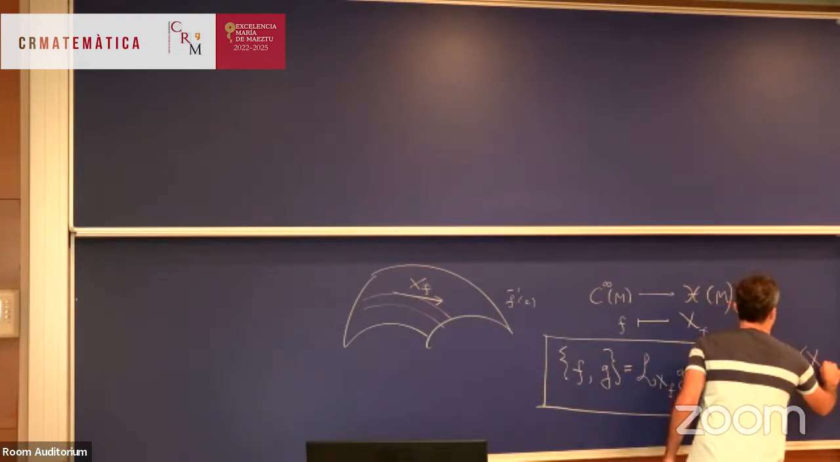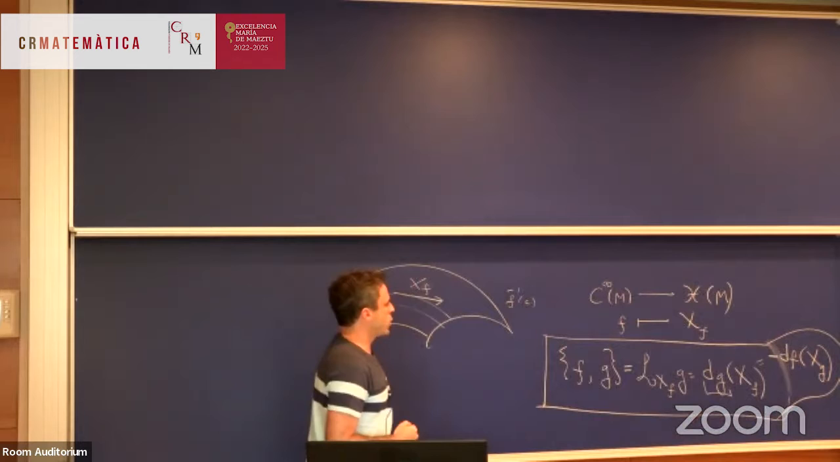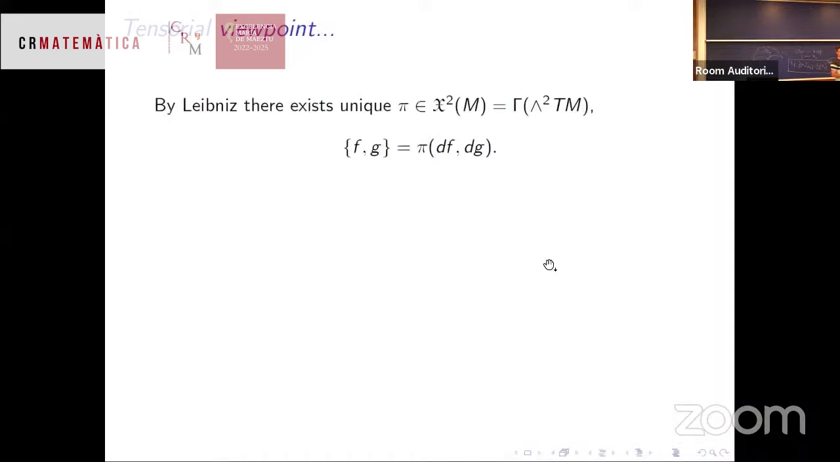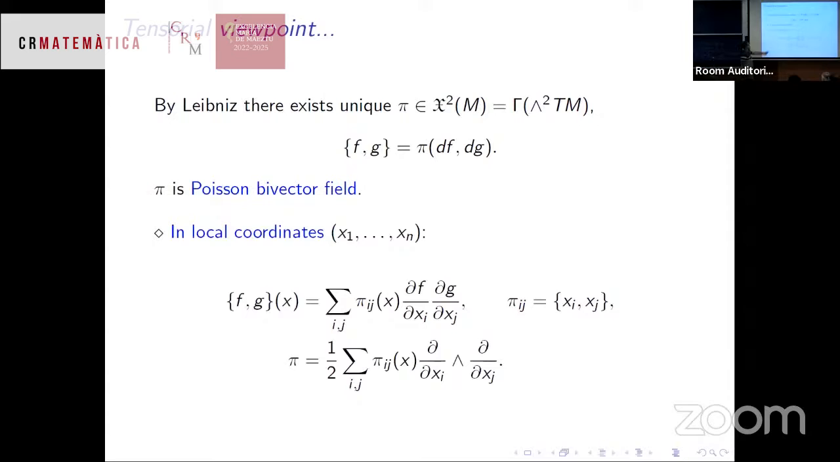Right. So because it only depends on the differential of the functions, not the functions, you can actually write it in terms of a bivector field, which is a section of the second exterior power of the tangent bundle, in this way, okay? So there's a tensor that codifies the Poisson bracket, and we call it the Poisson bivector field. And in local coordinates, that's how a Poisson bracket looks. So these coefficients are just the Poisson brackets of the coordinate functions, and this is the Poisson structure written in terms of the bivector field. Okay, so that's how they look locally.